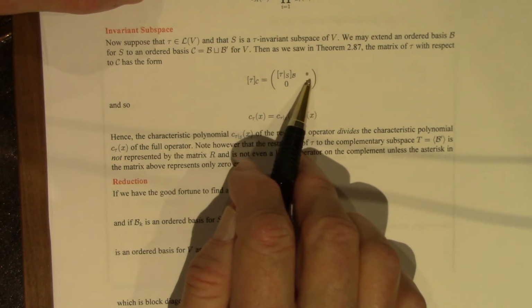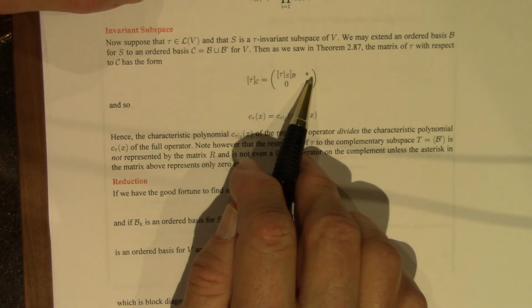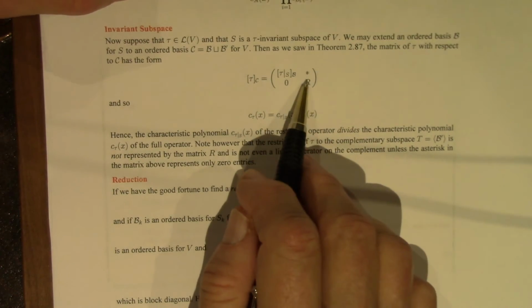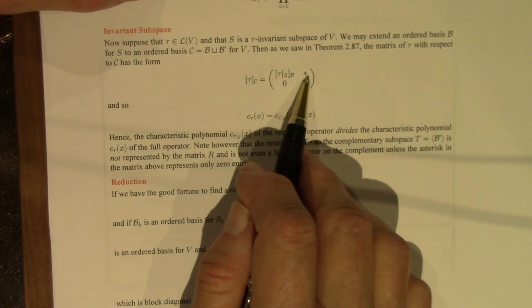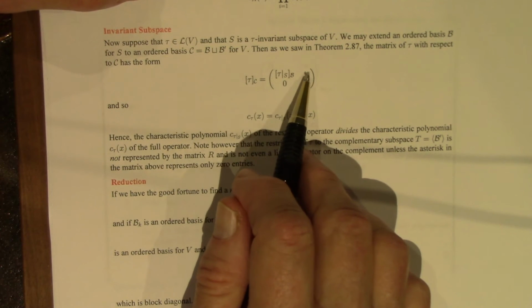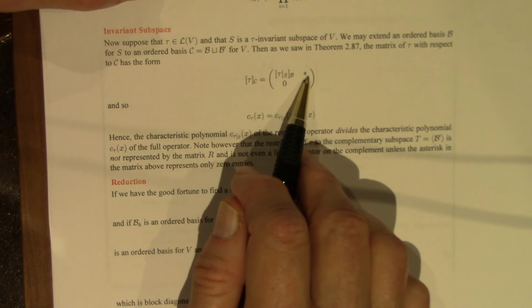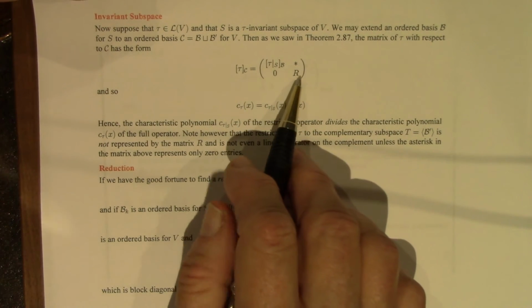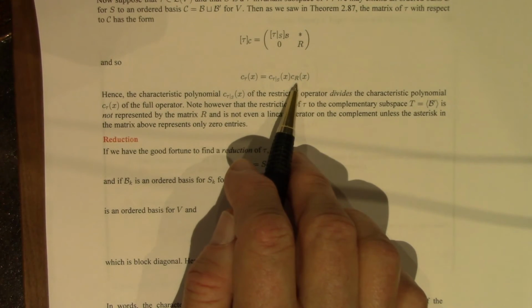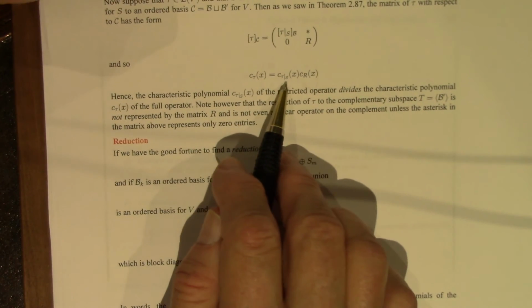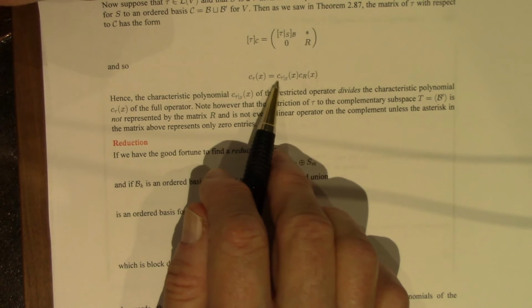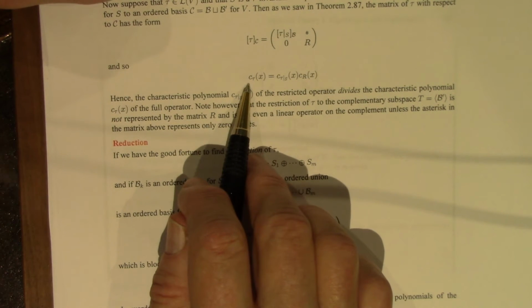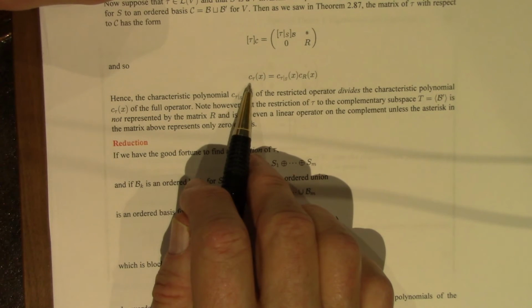If this should happen to be all zeros up here, we'll have a reduction. I'll get to that in a minute. But for now, if there's a non-zero entry up here in this area represented by the asterisk, then we can't say anything further. But it's still very important that the characteristic polynomial of the restriction divides the characteristic polynomial of the full operator.